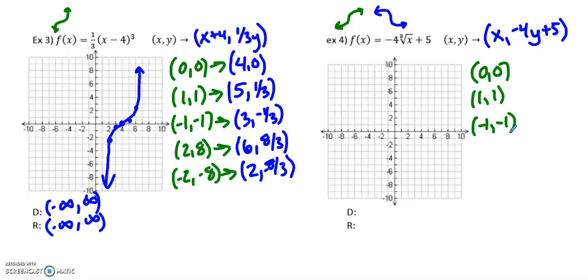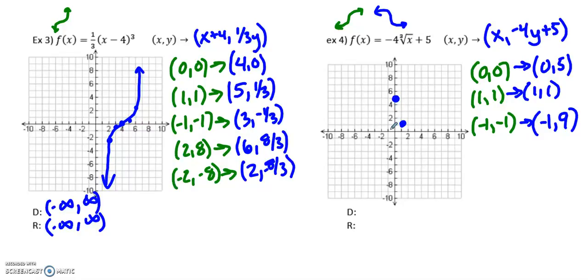We could try to do some more. They might not fit on the graph, depending on which ones I choose. I'm just going to do it with these 3. (0, 0) becomes (0, 5). (1, 1) becomes (1, 1). It doesn't really go anywhere. And (-1, -1) becomes (-1, 9). So I have (0, 5), (1, 1), and (-1, 9).